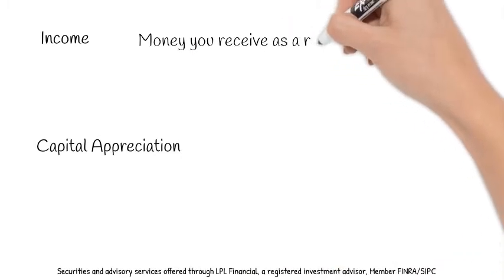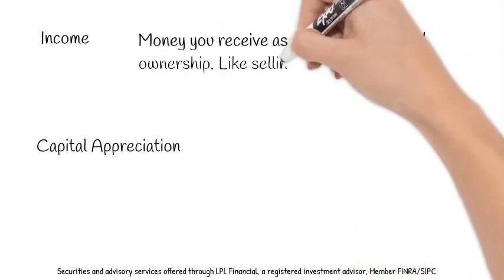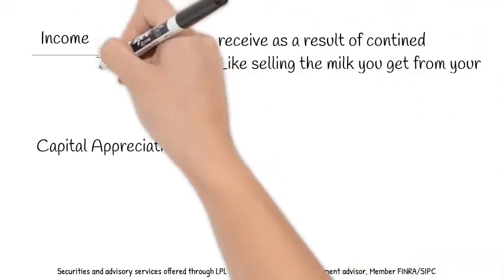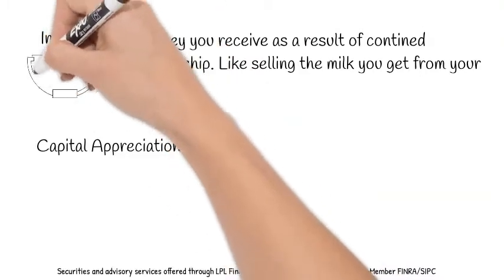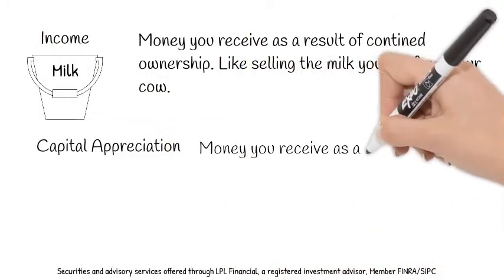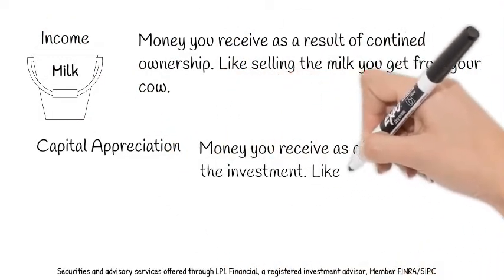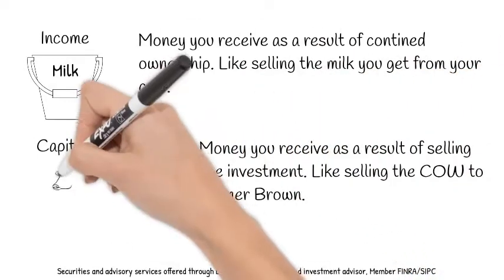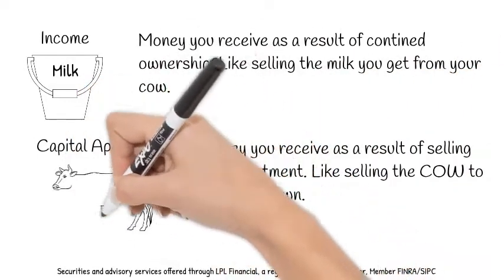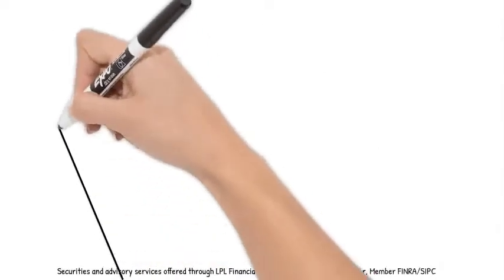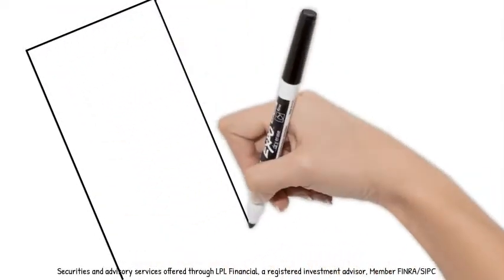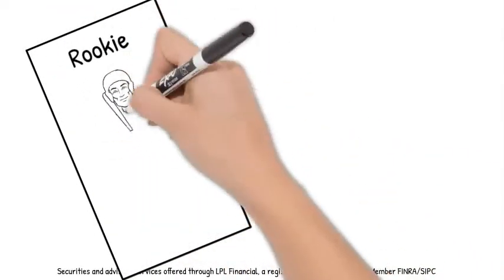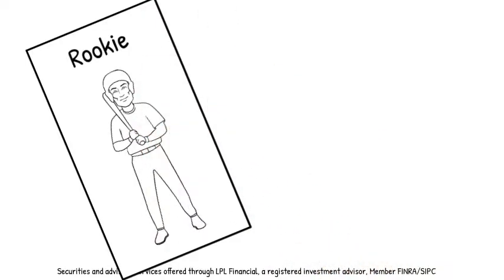Income and capital appreciation are two very different things. Income is money you receive as a result of continued ownership of the investment. Capital appreciation is money you receive as a result of selling the investment. Profit is another word used to describe capital appreciation. Some investments provide both capital appreciation and income, and some provide only one or the other. Unfortunately, some investments provide neither. Now we will look at how we can apply basic math skills to the world of investing.